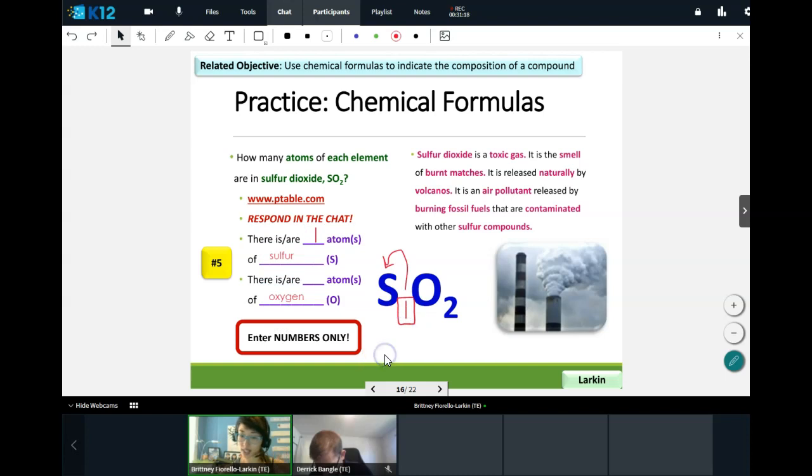Again, take a look at the subscript after the abbreviation. Yeah, so we have a single letter abbreviation. We have an O, and the subscript after it is a 2, and therefore there are 2 oxygens. This is the answer to number 5.